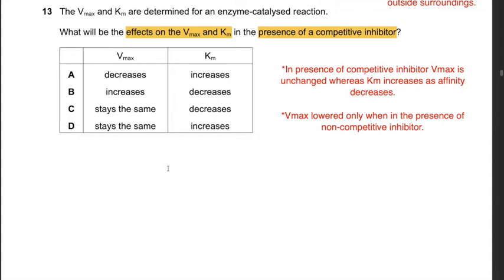Since the Vmax stays the same, that leaves us with answers being C or D, and since the Km increases instead of decreasing as the affinity decreases, that will leave us with answer being D. And remember, Vmax is only lowered when in the presence of a non-competitive inhibitor. If there is a competitive inhibitor, the Vmax is unchanged.